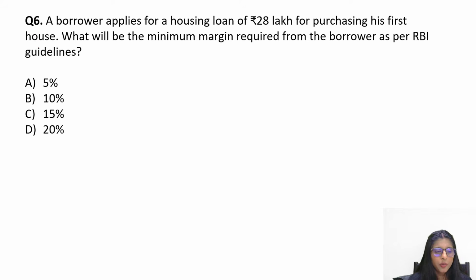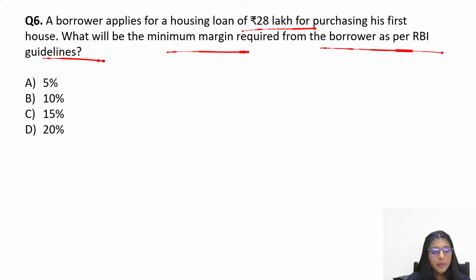Next question. Read the question. A borrower applies for a housing loan of 20 lakhs for purchasing his first house. What will be the minimum margin requirement for the borrower as per the RBI guideline? If you remember, I have told you the margin up to 30 lakhs, 30 lakhs to 75 lakhs, and above 75 lakhs. Up to 30 lakhs, meaning below 30 lakhs, it's 10%.